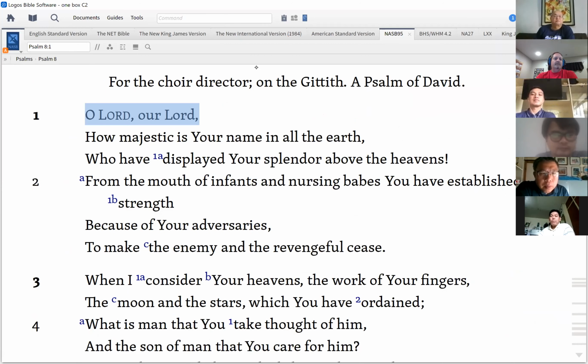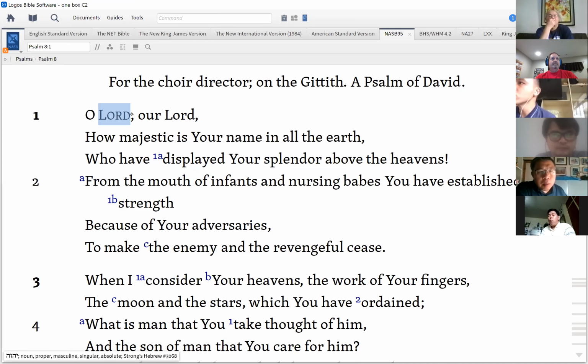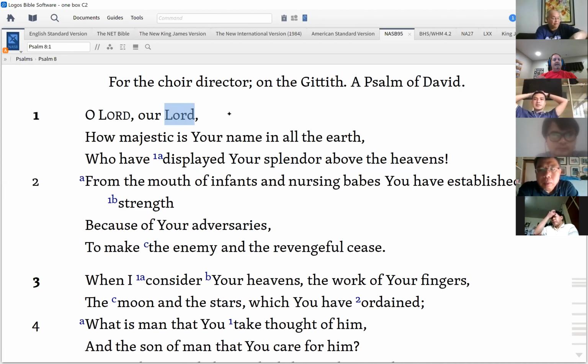Notice the first line. "O Lord, our Lord." Now, notice the first Lord is in capital letters, isn't it? So that's the New American Standard's way to show us that this is actually Yahweh. "O Yahweh." But then notice the second reference to Lord. It's not in capital letters. It's telling us it's Adonai. Let me just show you in the Hebrew.